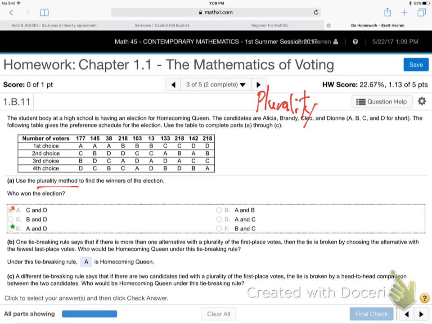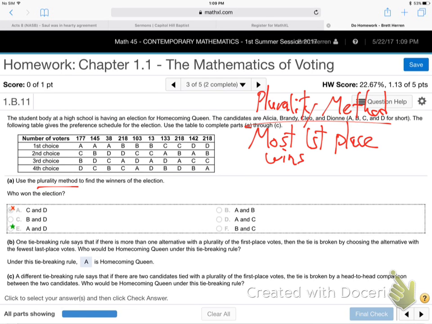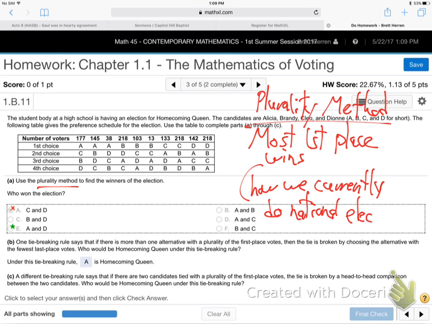Plurality method. What does the word plurality mean? First place, it means who got the most first place wins. It's how we currently do national elections. It's exactly what we do, right? All we look at is first place. We don't even ask people what their second or third or fourth. We don't care. We just say, who do you like best, right? That's how we do national elections currently. All we ask for is your first choice.